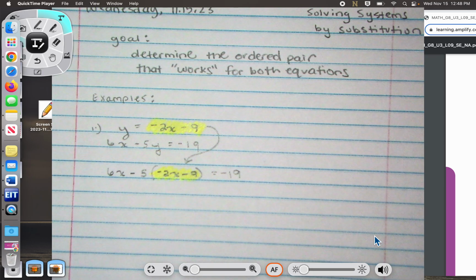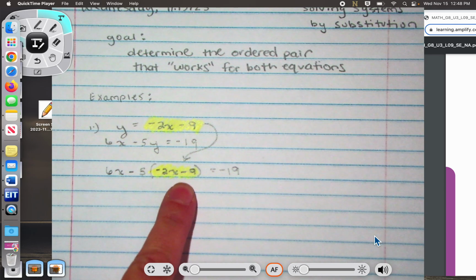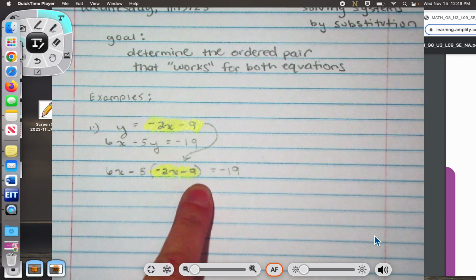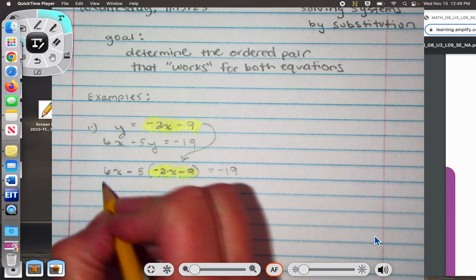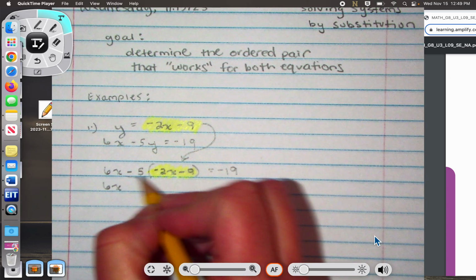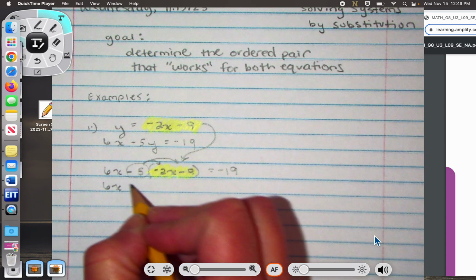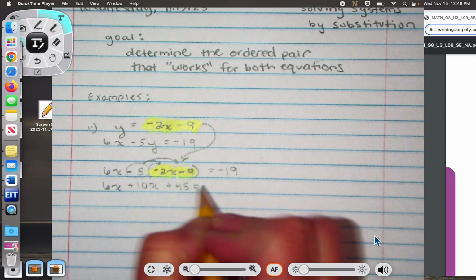Okay, so what I have now is an equation with one variable. This whole equation only has x's. And we all agree that now we have no y's left here. So what I can do is I can solve for x. I'm going to have 6x. I'm going to distribute this entire negative 5. So I'm going to have plus 10x plus 45 equals negative 19.